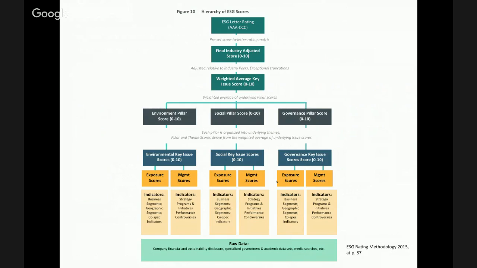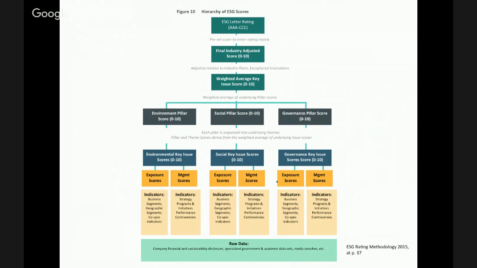Yeah. And then there's exposure. So you go into the key issues, you have exposure scores and management scores as part of the key issue score. Oh, one other question. It seems like all 3 pillars share the same triple A through triple C score.